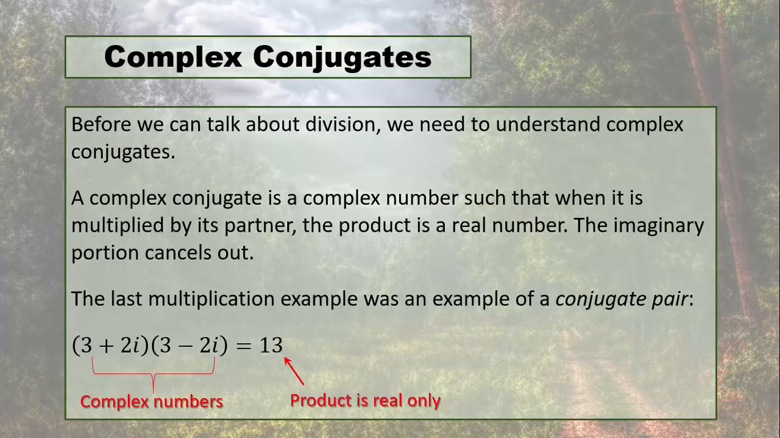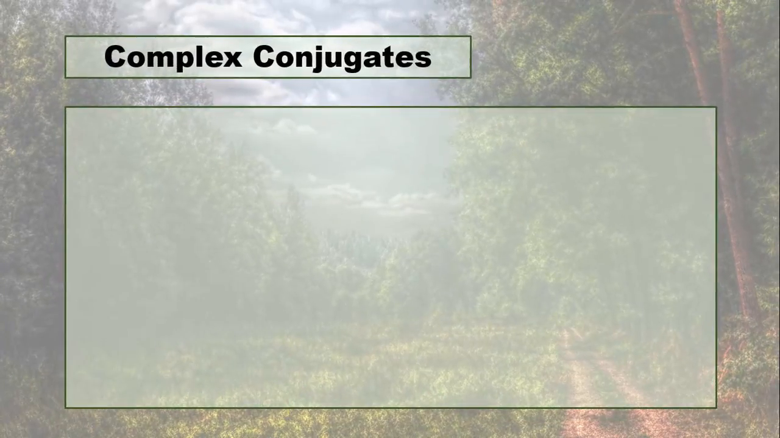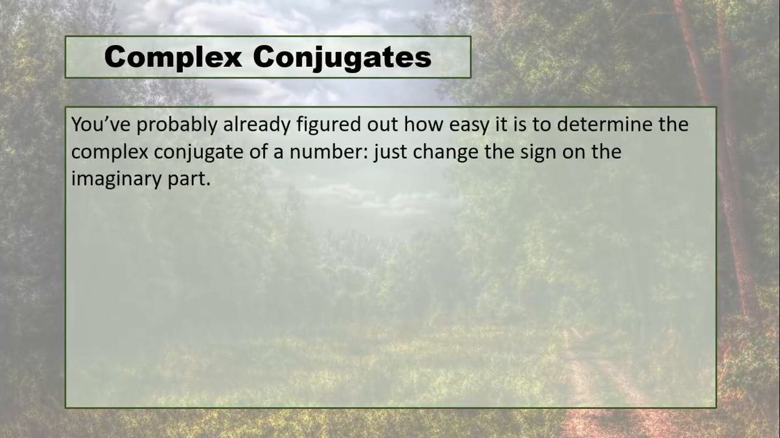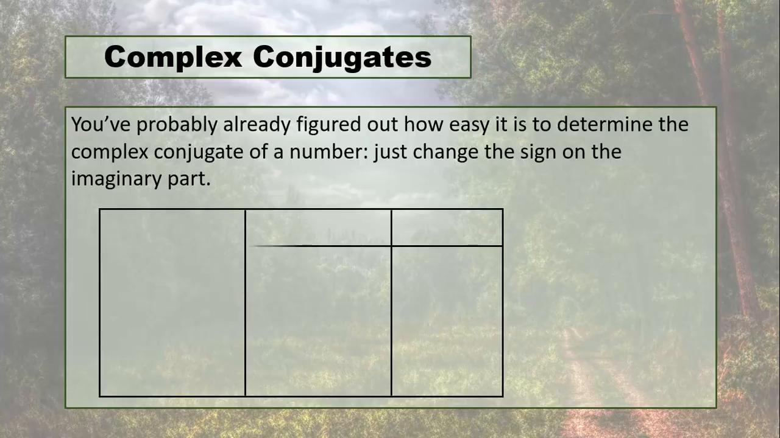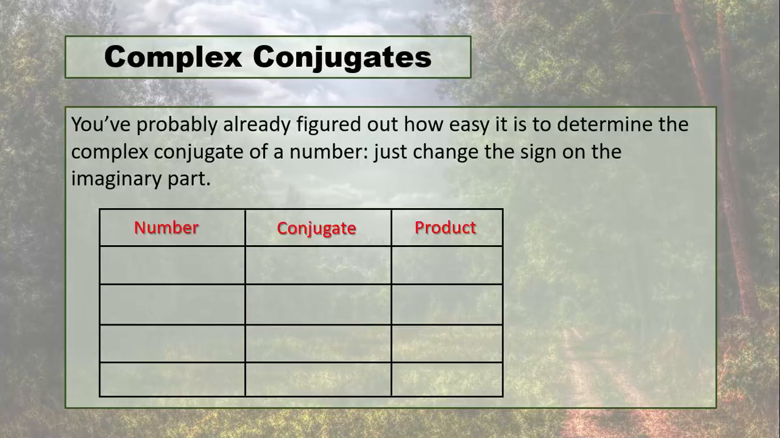All right. So first, let's just get practice at figuring out how to determine what a complex conjugate is. In order to do it, all you need to do is change the sign on the imaginary part. But don't believe me. Let this lovely table tell you. I'm going to give you a complex number. You're going to determine what the conjugate of those numbers are, and then you'll see what the products of them are.